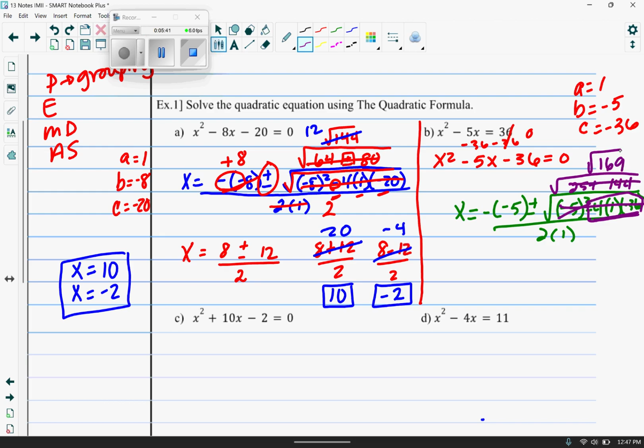The square root of 169 is 13. So now I have negative negative here makes it a positive 5, plus or minus 13 over 2. So x equals 5 plus or minus 13 over 2. My two problems are 5 plus 13 over 2 and 5 minus 13 over 2.